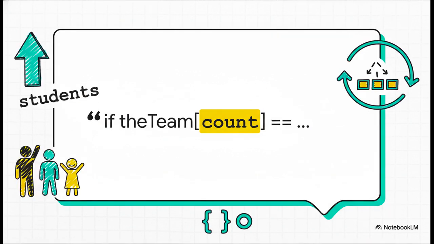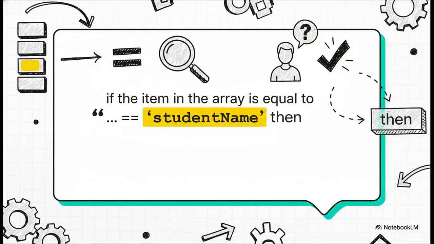Okay, blank number 2. This goes inside our if condition. We put count in the square brackets. This lets us use the count variable to check each student's name in the list, one by one, as the loop runs. Blank number 3 is what we're checking against. The answer is studentName. So the whole line now asks, is the current team member's name the same as the student name we're looking for? See how that works? We're comparing the name from the list to the name that was passed into our function.